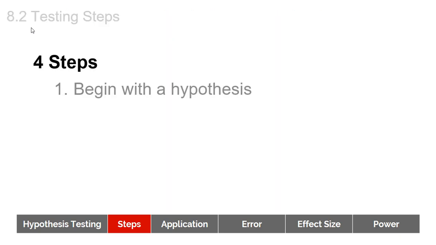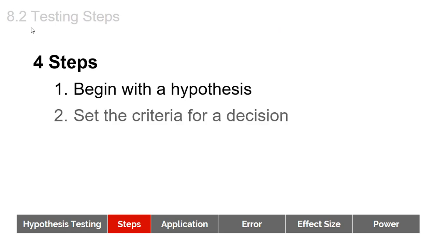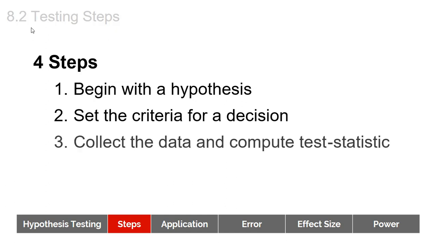So we're going to have 4 different steps. The first thing we're going to do is begin with a hypothesis. We're going to set a criteria for making a decision. We're going to collect data and compute a test statistic, and we're going to make a decision. And these 4 steps we're going to be doing over and over again in the rest of this semester.